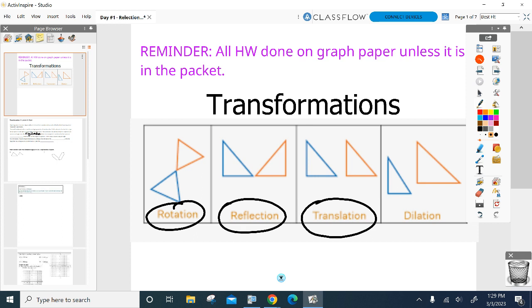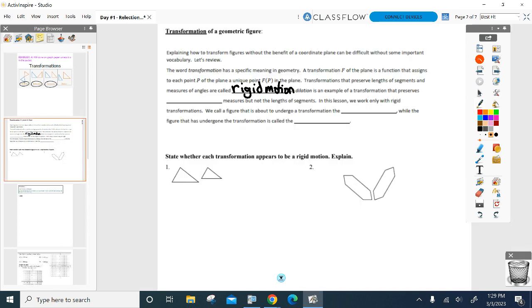What's not considered a rigid motion? Why not dilation? Changing the size. The side length changes. But you know what doesn't change? Angle measure. There you go. So a dilation is an example where you preserve angle measure. The sides are not the same, but the angles are when I dilate.